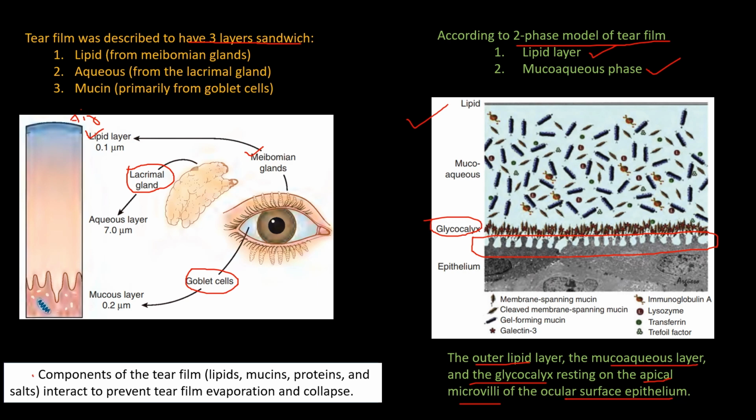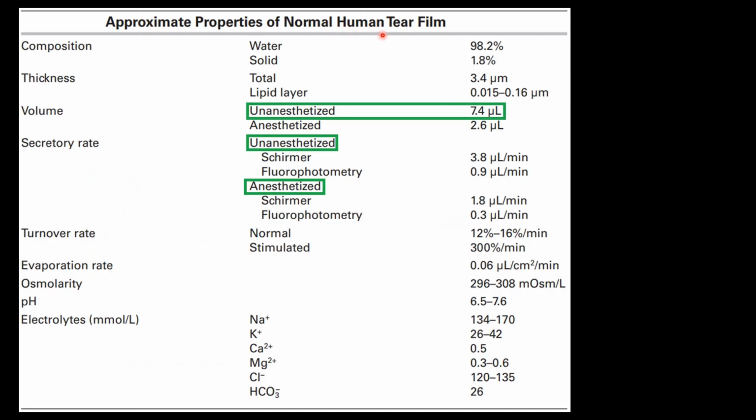Components of the tear film, the lipids, mucins, proteins, and salts, interact to prevent tear film evaporation and collapse. Properties of normal human tear film. Composition: water is 98% in the tear film. Solids are around 2%. Thickness of the tear film is 3.4 micrometer. Lipid layer is around 0.015 to 0.16 micrometer.